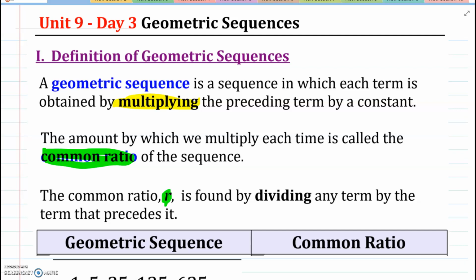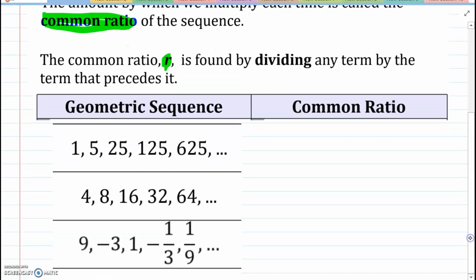that precedes it. Please take note that we need to be careful that it's one number divided by the term preceding it. So for example, let's take a look at this example down here. If I take 5 divided by 1, I get 5. 25 divided by 5, I get 5. 125 divided by 25 gets me 5. And 625 divided by 125 gets me 5. So I can say I have a common ratio of 5.